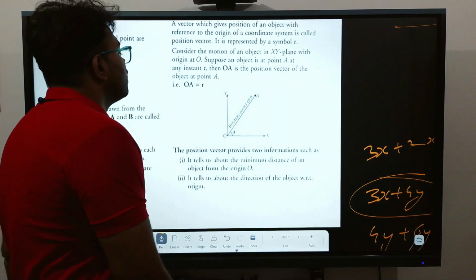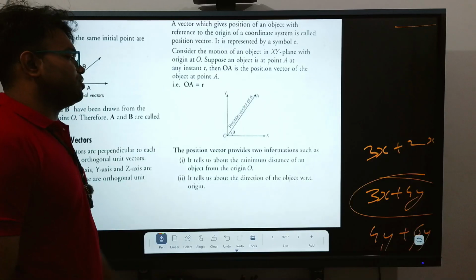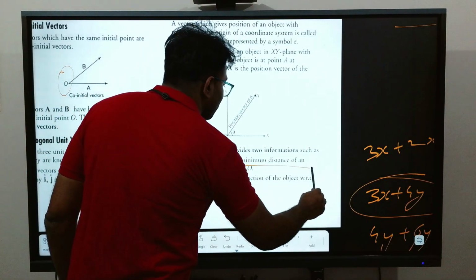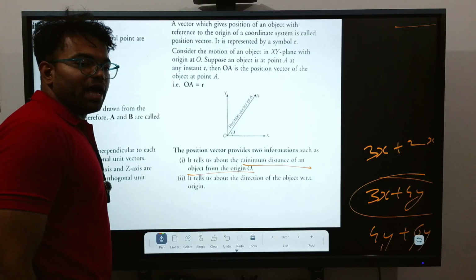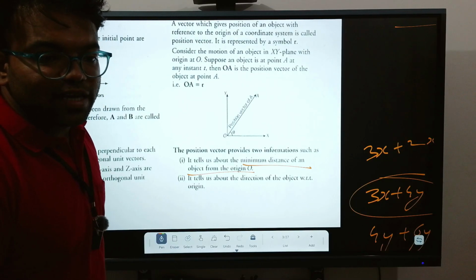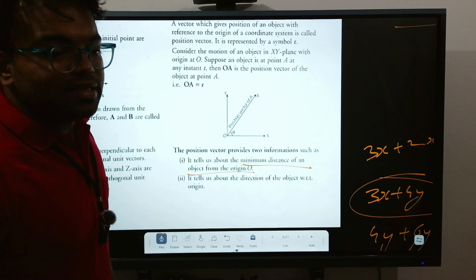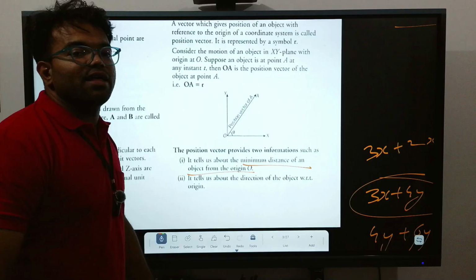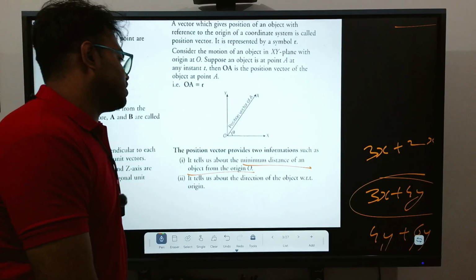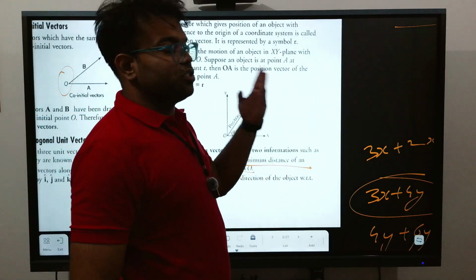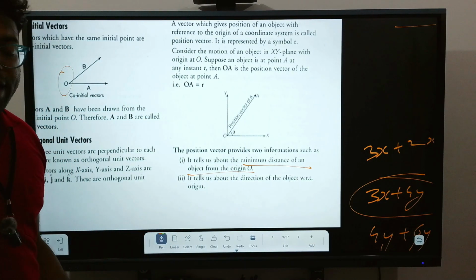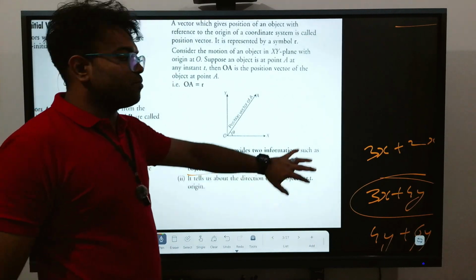So this is called the position vector, and it provides two pieces of information. It tells us about the minimum distance of an object from the origin. Am I right? 2i plus 3j and 3i plus 2j literally represent the minimum distance that the point is from the origin. It also tells us about the direction with respect to the origin.